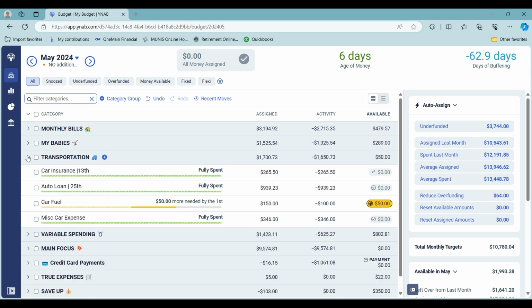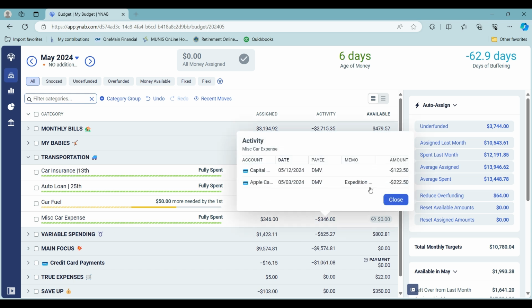Next up is the transportation. So this is my car insurance, the auto loan, my car fuel, and miscellaneous car expense. So miscellaneous car expense is anything with maintenance and repairs on our vehicles, parking passes or my E-ZPass, that's for the tolls. And this will be where the money that I spend for my annual car inspections or my car registrations. So I have renewed both registrations right now in the month of May for both our cars.